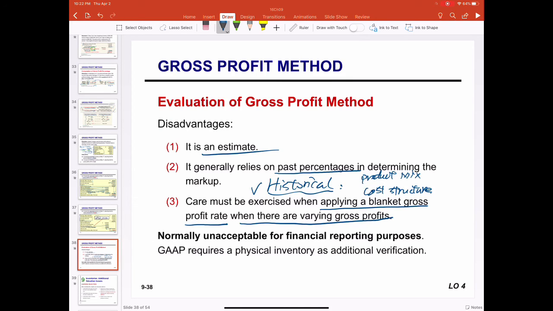And also, this is not for financial purpose. It is just for internal use. In financial accounting, we do not use it for reporting purpose. So the US GAAP or the accounting standards still require a physical verification of the inventory.